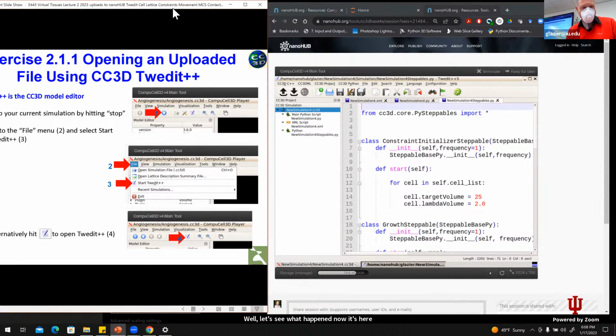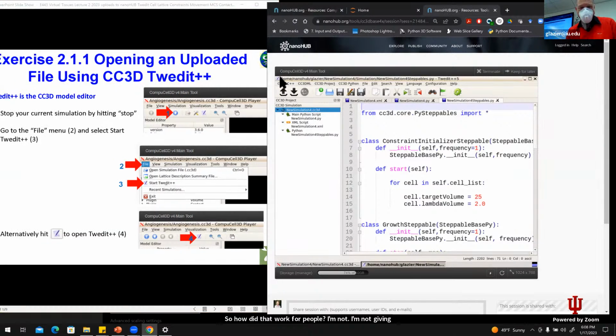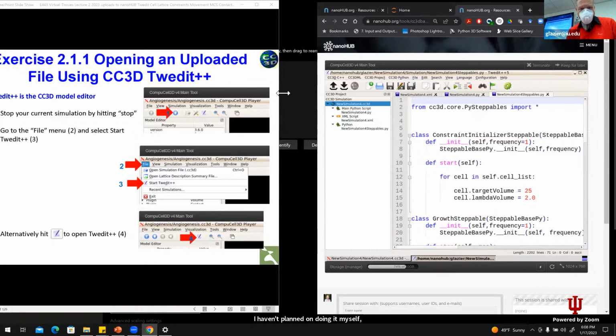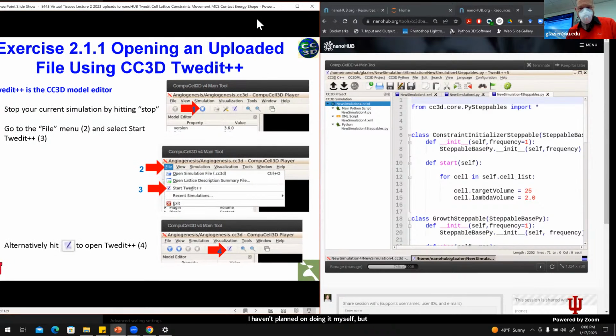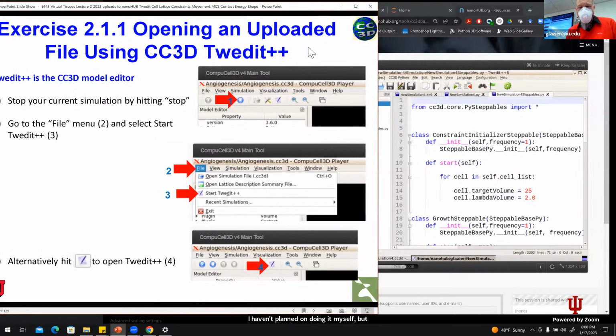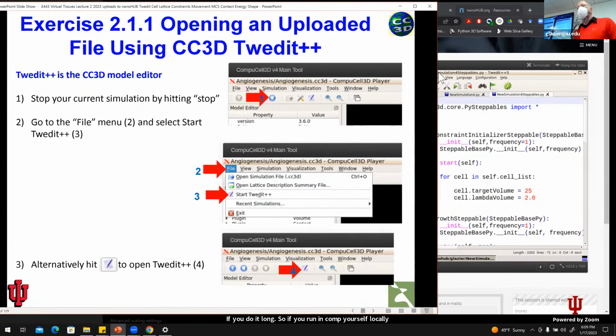So how did that work for people? I'm not giving you a great example here. I hadn't planned on doing it myself, but if people are having trouble, then I want to make sure that it works. If you did it local, so if you're running CompuCell locally, then you just type Twit in your Finder.